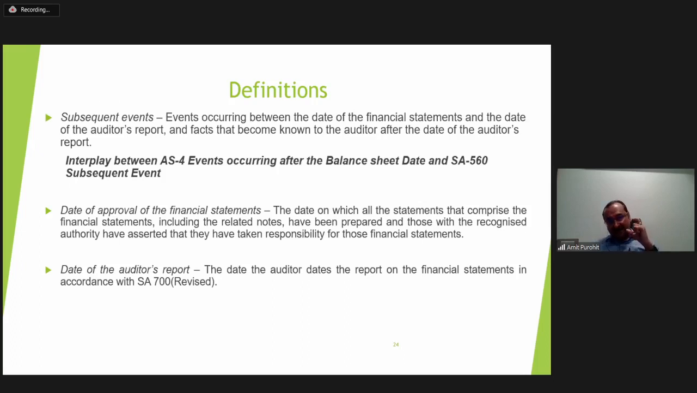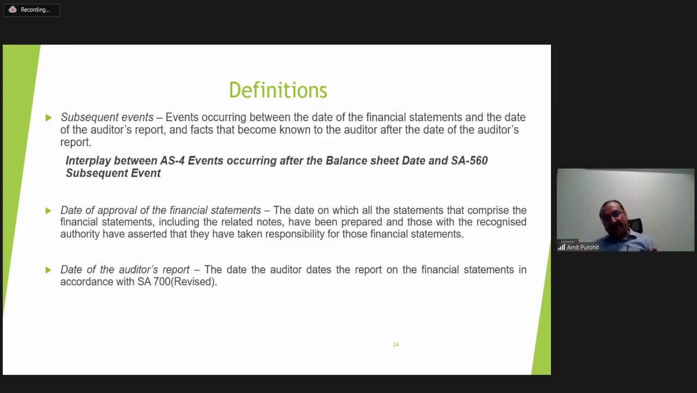Now, let us understand the definition of subsequent events under this standard. It means events occurring between the date of the financial statements and the date of the auditor's report, and facts that become known to the auditor after the date of the auditor's report. So now, friends, let us for a moment understand the interplay between AS 4 and SA 560. AS 4 gives the guidance regarding existing or non-existing events and their implications in the financials, whether they require any adjustment of assets or liabilities in the financial statements or not, from the date of the balance sheet till the date the financials are approved by the board of directors. So it covers this particular period.